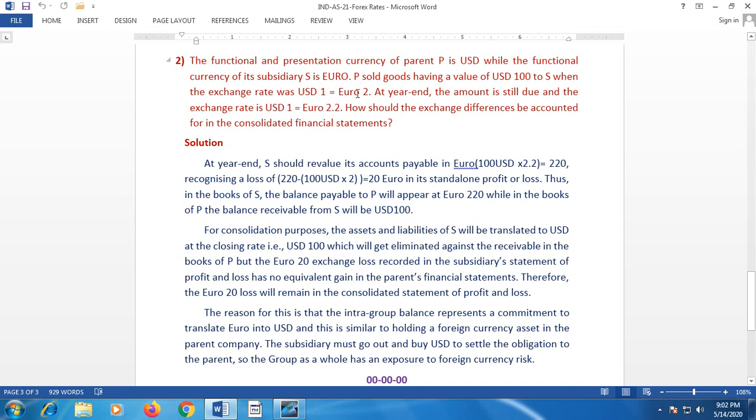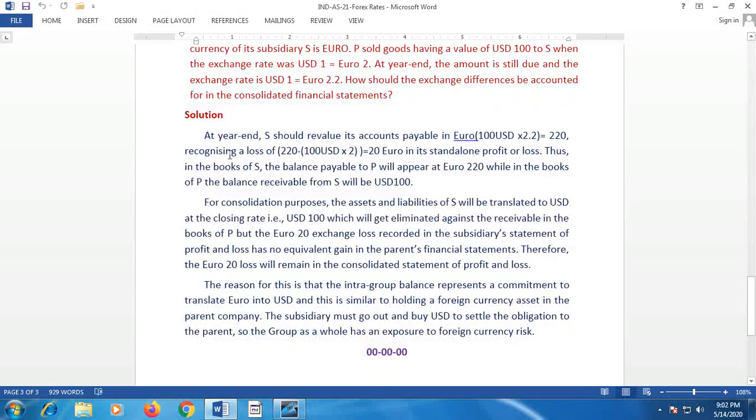Initially it was 2 when the transaction took place, and now at the end of the year the exchange rate differs. 1 US dollar becomes 2.2. How should the exchange differences be accounted for in the consolidated financial statements? Now P Limited has to prepare the consolidated financial statements at the year end. Now the analysis is done as follows.